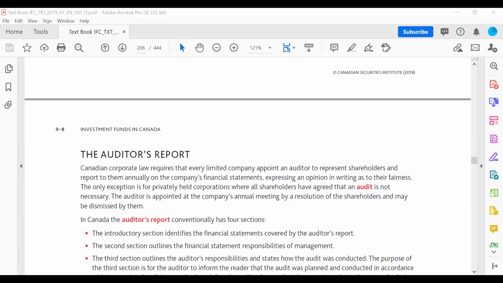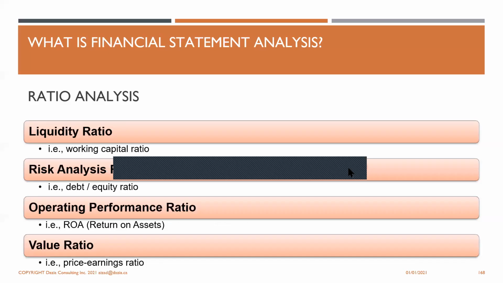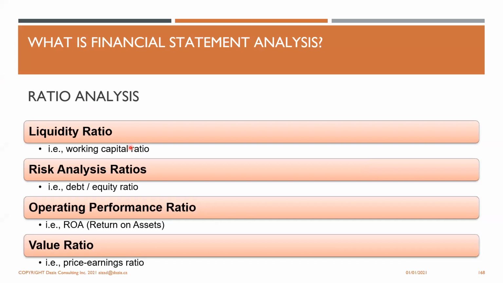Yes. Okay. And then the next section is about the ratio analysis. The ratio analysis only you can understand if you understand about the statements. Ratios, we want to compare overall one company to another company. We look at the ratios. We look at how good the overall company is working in terms of the ratio. So there's liquidity ratio, risk analysis ratio, operating performance ratio, value ratio. So these are important ratios to understand a company's performance.